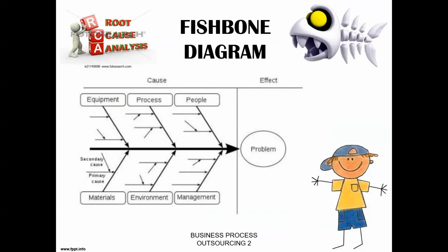So decide on major categories. As you can see, the categories used here are equipment, process, people, materials, environment, and management. The arrows here, as you can see, I can pinpoint this one. These are the product of your brainstorm.